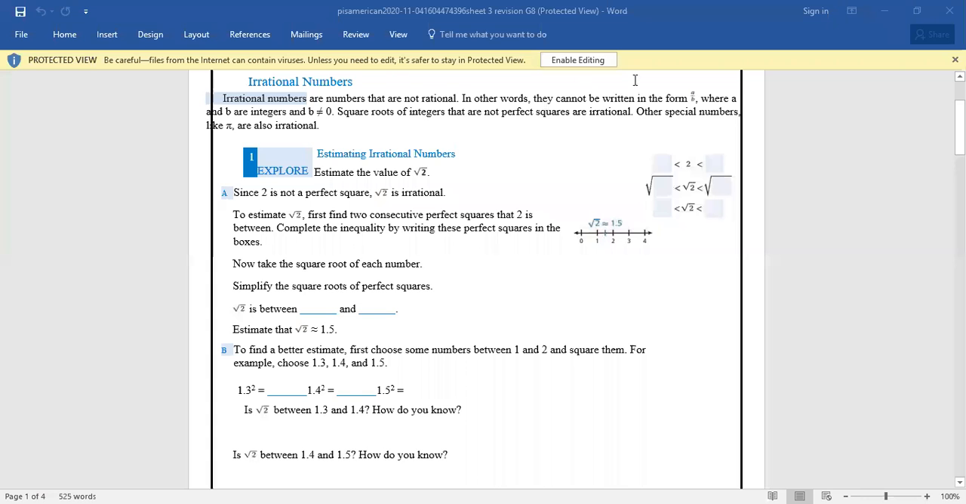Tell me, root 31. It will be between which two integers? Root 31. It's in the middle, exactly. So which numbers can we write? We said the integer numbers are 5 and 6. Right? So it will be 5 point something.